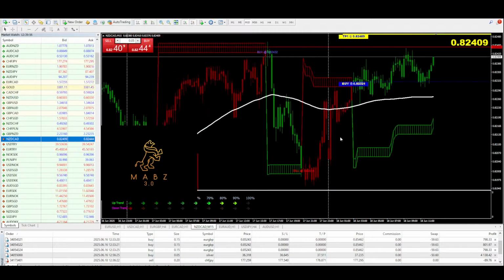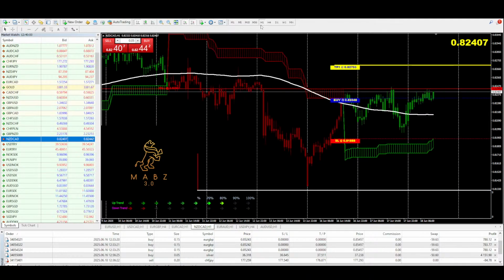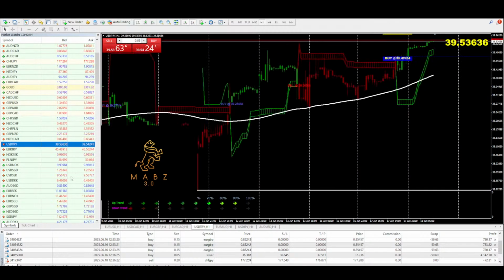Okay, NZD CAD. Okay, it's also a buy signal, NZD CAD. Okay, no one trades this.